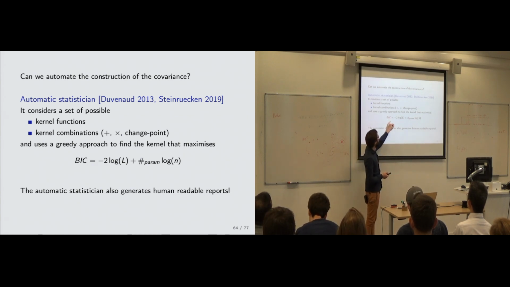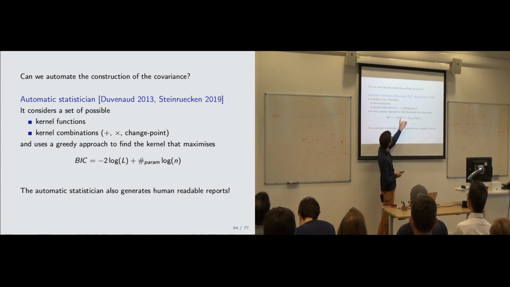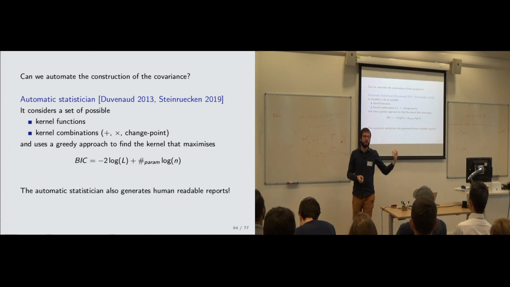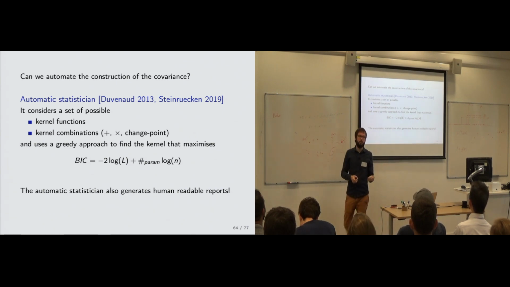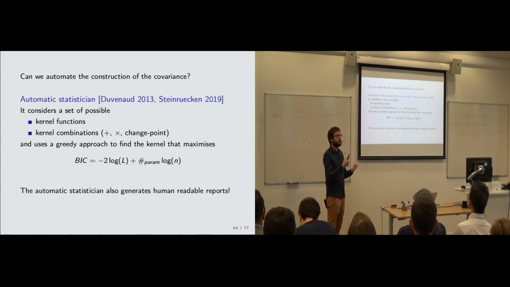So the Bayesian information criterion is something that will penalize the model by the number of parameters you have in it. And this penalty depends on the number of data points you also have. So if you start comparing different models, it makes more sense to use the BIC rather than just the maximum likelihood.